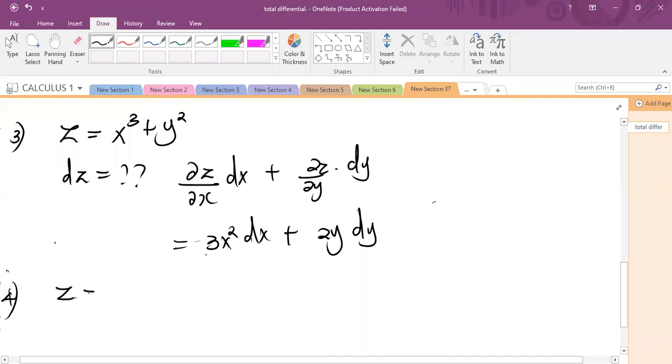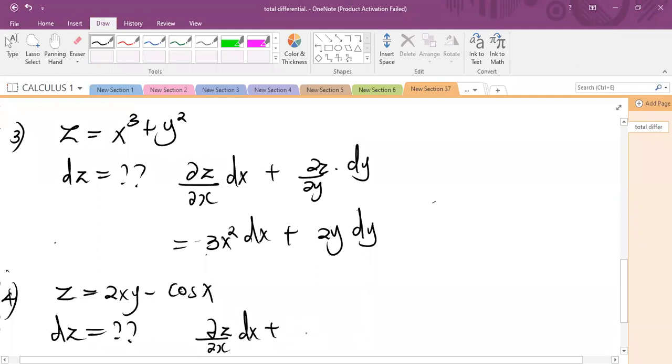Finally, we have our z is equal to 2xy minus cos x. Then what's the total differential? z is written with respect to two variables, that is x and y. So the total differential will be given by the sum of their partials. So dz/dx straight dx plus the partial derivative of z with respect to y straight dy. So that's what is going to give us our answer.